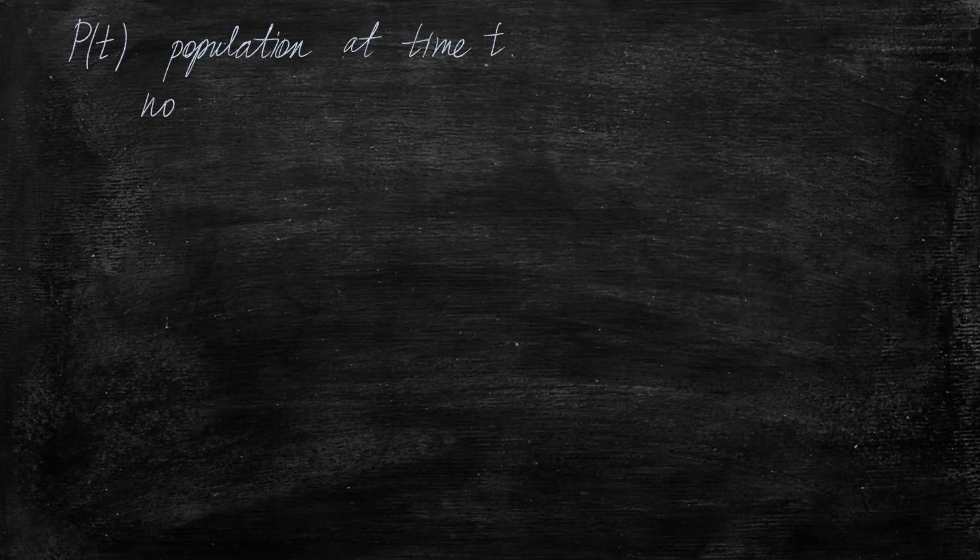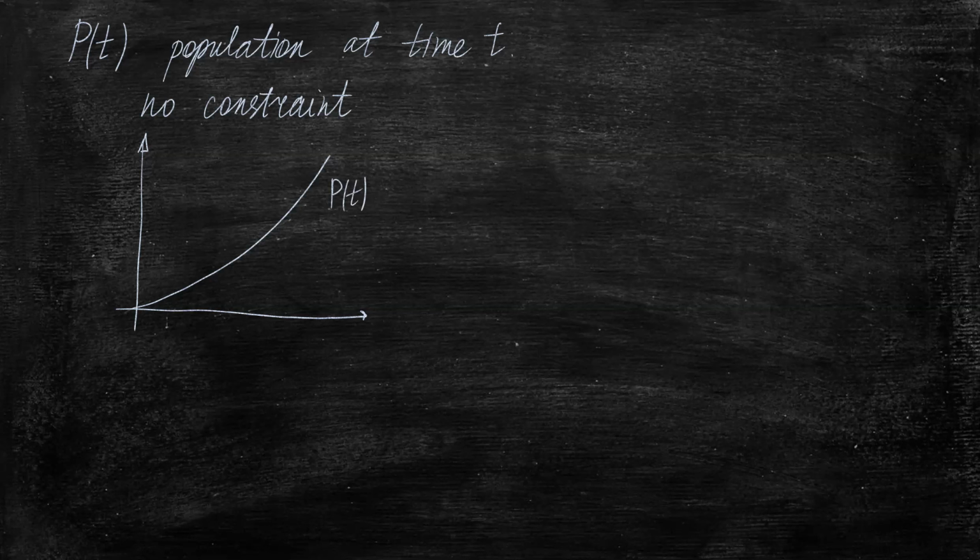And when there is no constraint, your population grows and grows and grows, and there's nothing really to stop it. So if it grows at a rate proportional to the size of the population, then we have the unlimited population growth, which we found to be this, where R was the growth rate and P0 was the initial population.